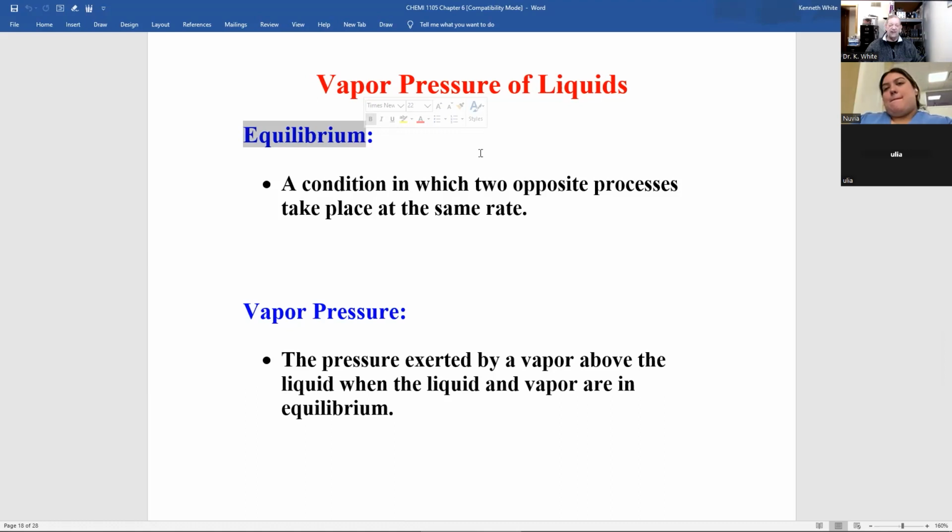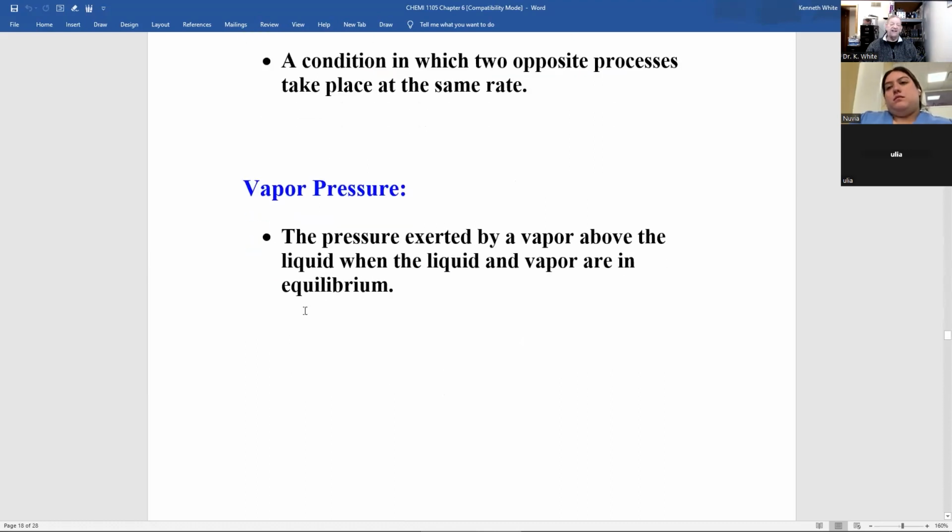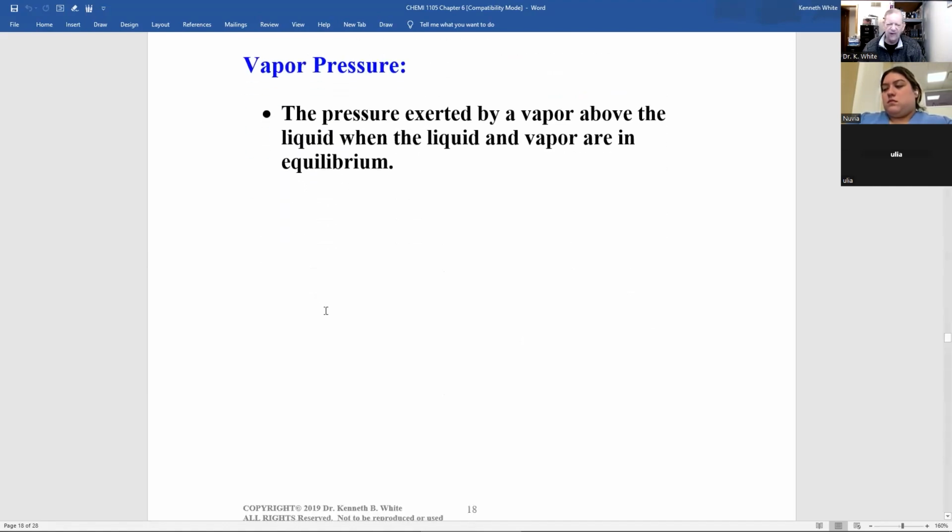Now, vapor is a gas. In this case, I'll talk about water vapor, and any gas can have a pressure. And that's the pressure exerted by the vapor above the liquid. That's the vapor pressure when the liquid and vapor are in equilibrium. Switch is still off. What does this mean?